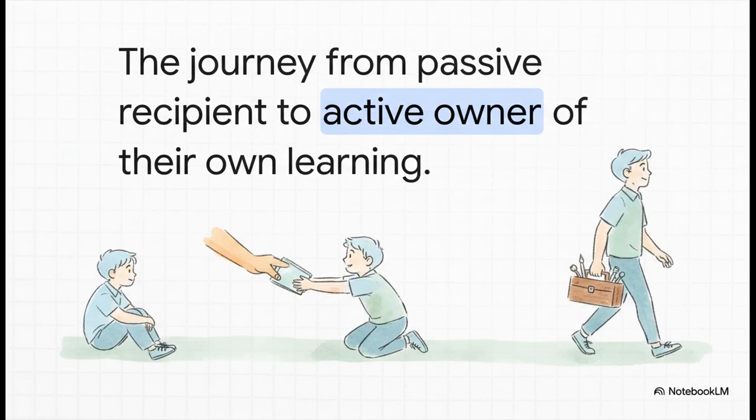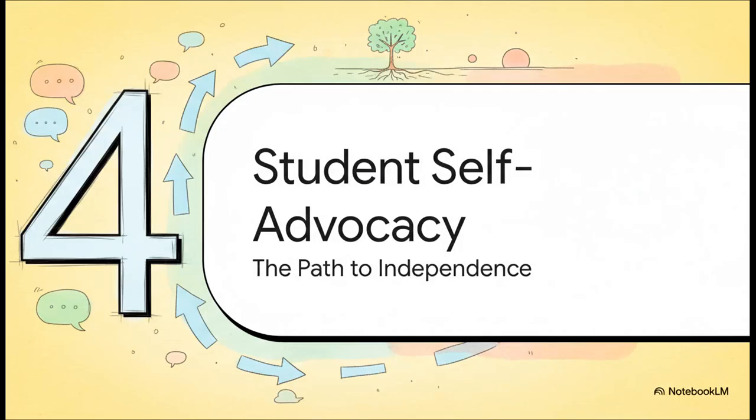And that brings us, finally, to the most important person in this entire equation, the student. Their journey is all about moving from being someone who just passively gets help to someone who actively owns their own learning. And this leads us to our last and maybe our most important section. How do we actually help a student build the skills they need to advocate for themselves? Because that is the ultimate goal, right? That's the path to real independence.